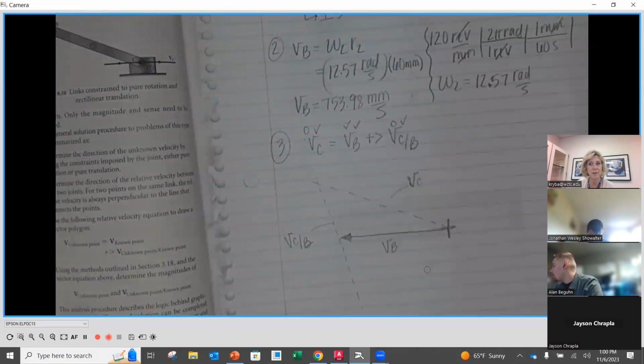Questions so far? Now what I want you to do, if there are no questions, is draw in the arrowheads. Draw in each one of the vectors for the velocity of C relative to B and the velocity of C. Darken them in and put your arrowheads on.